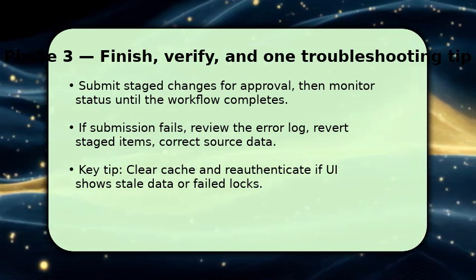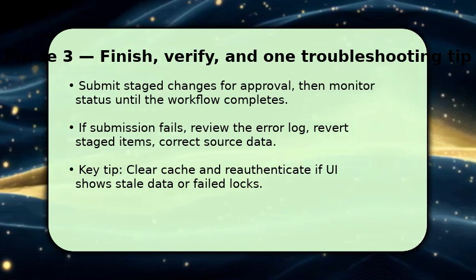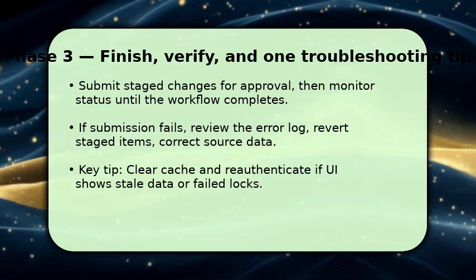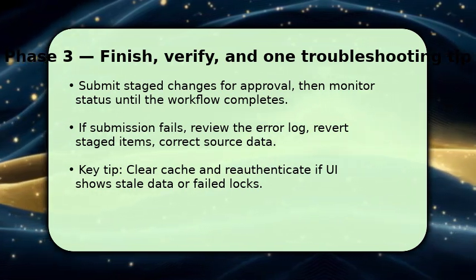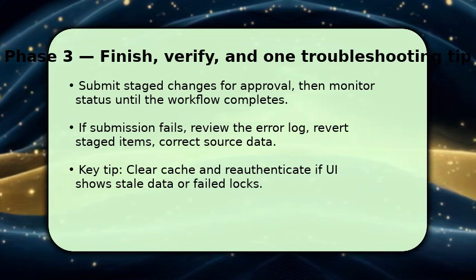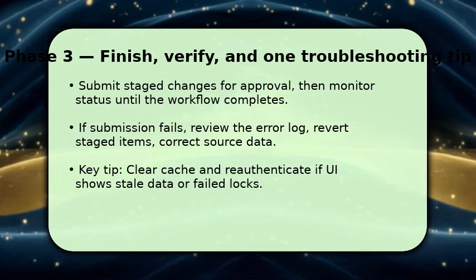If submission fails, open the console error log, revert staged items, and correct the root data in source fields before retrying. Make sure to clear browser cache and re-authenticate if the interface shows stale data or locked records. This simple step often resolves false failures and prevents unnecessary rollbacks.